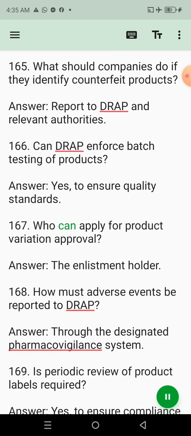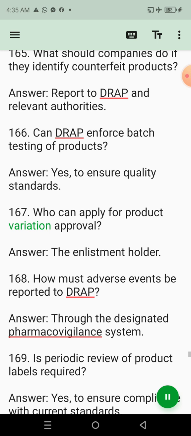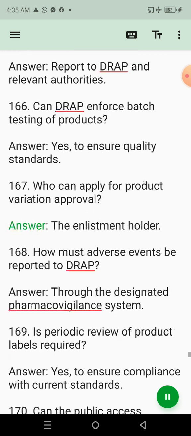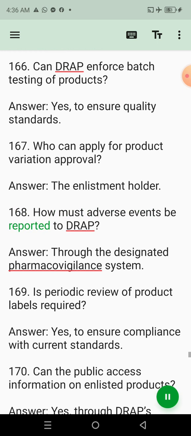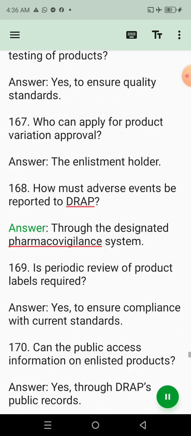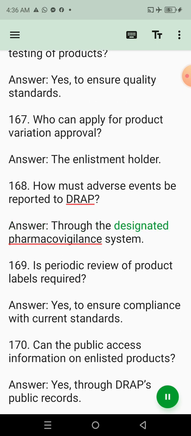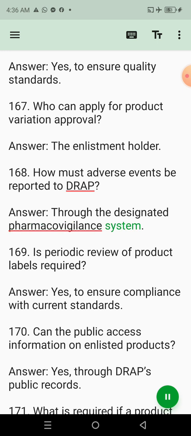167. Who can apply for product variation approval? Answer: the enlistment holder. 168. How must adverse events be reported to DRAP? Answer: through the designated pharmacovigilance system.